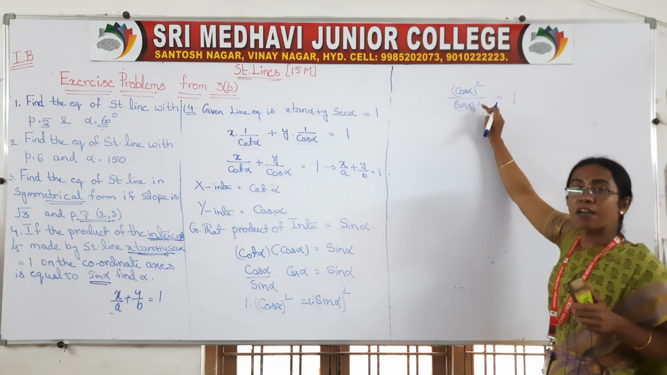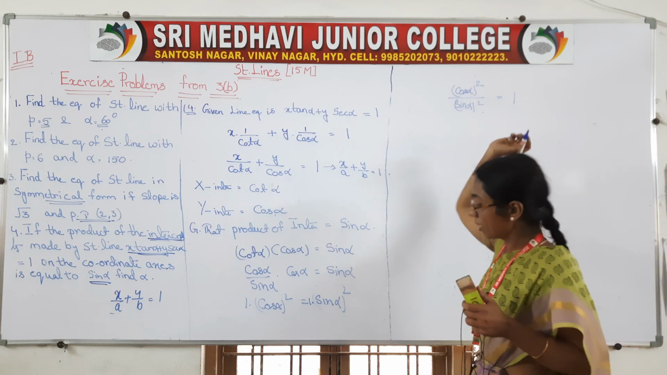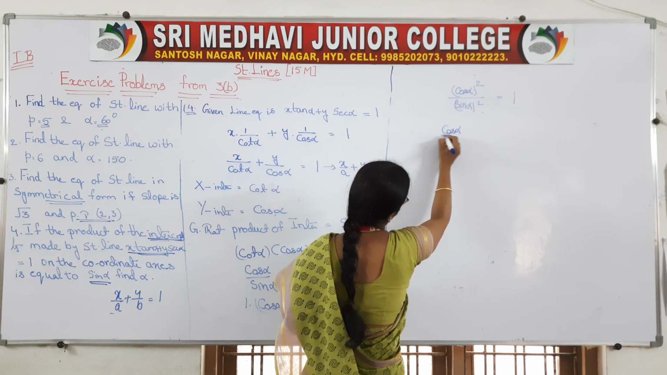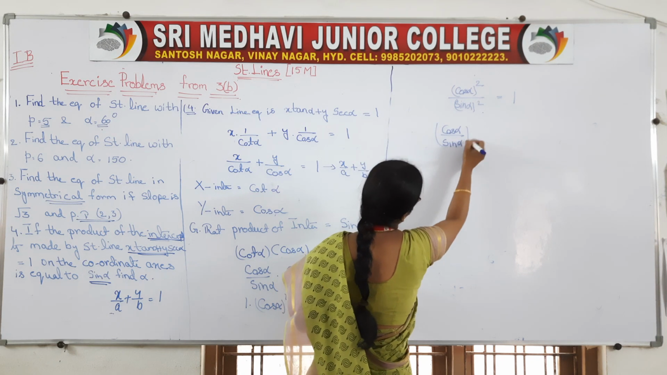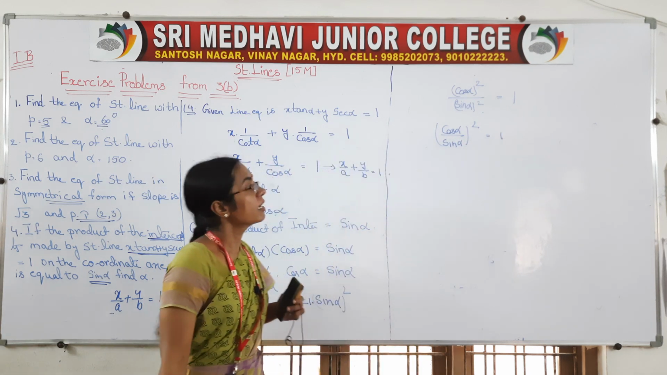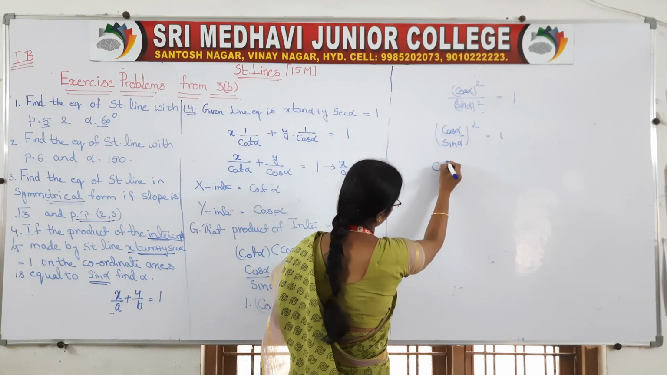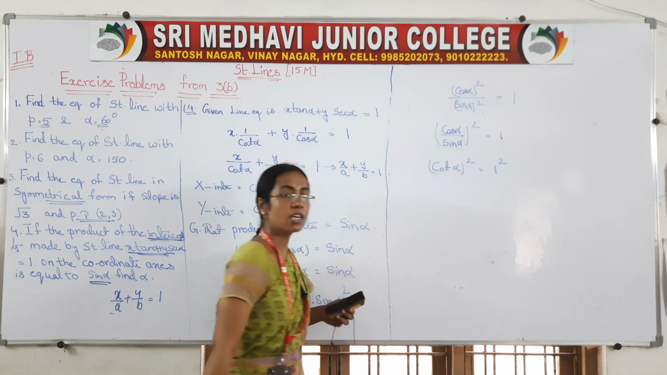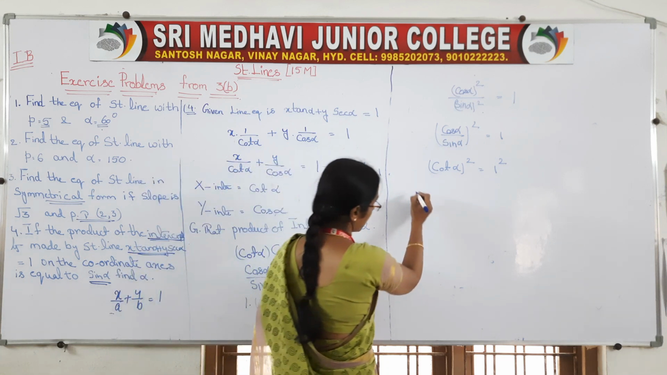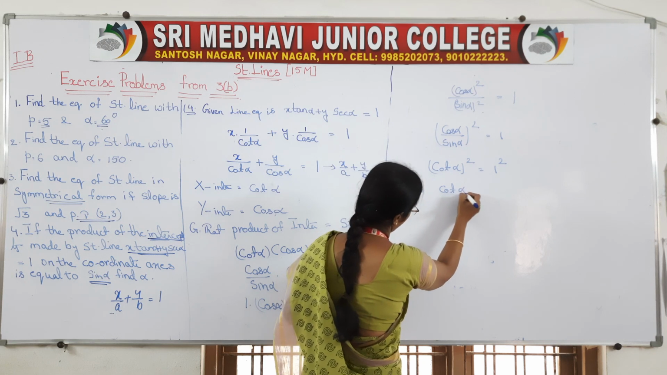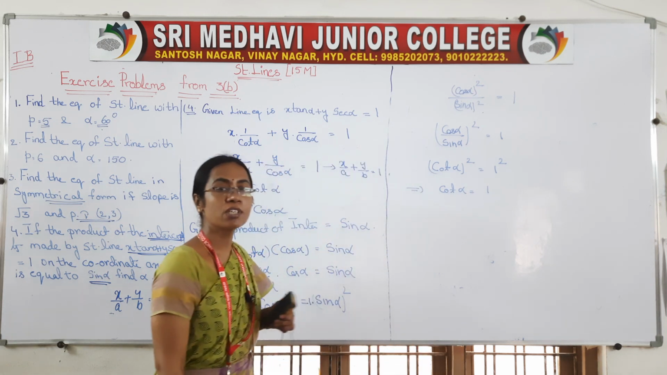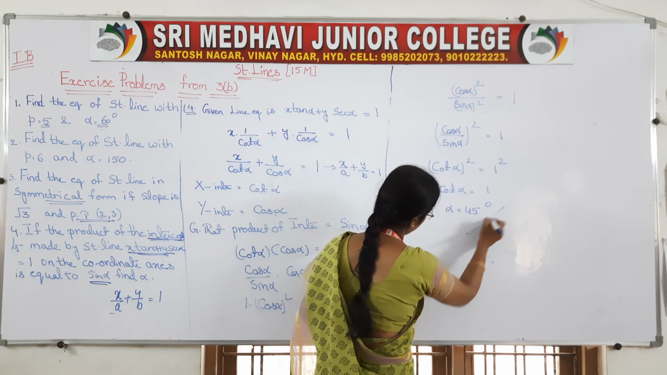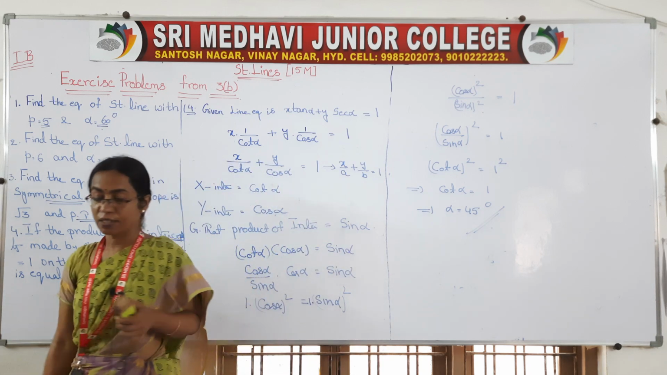So observe, both are having same power. So we can take the power combinedly. That is cos alpha by sin alpha whole square is equal to 1. Cos by sin is cot, right? So cot alpha whole square, 1 can be written as 1 square also. It makes no difference. So implies cot alpha value is 1. Cot of which angle is equal to 1? 45. So implies alpha is equal to 45 degrees. That's all. That is the answer of the question.